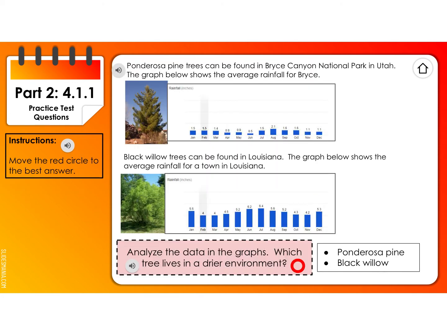The next page shows you a couple of graphs, and one of those graphs shows the average rainfall for Bryce Canyon National Park, which is in Utah, and that is this one right here. And then the other one talks about a black willow tree, and it shows the average rainfall for a town in Louisiana. So you need to look at those and decide, which one of those trees lives in a drier environment. And this little circle there is for you to circle whether you think it's a ponderosa pine or a black willow. And think about that.